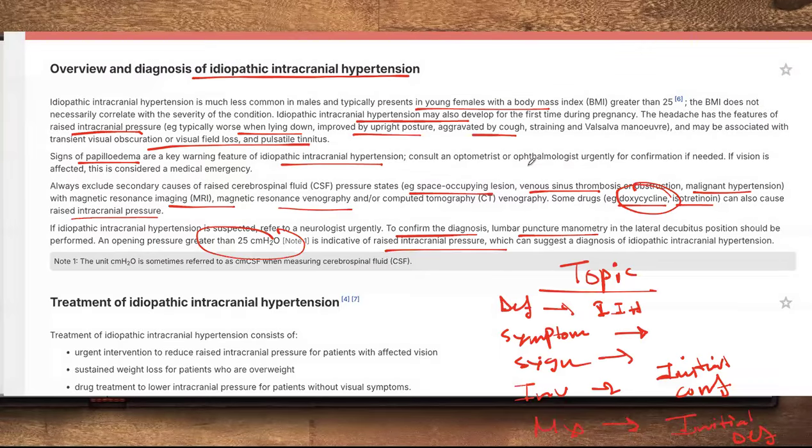There is no initial investigation for this. So the only way to investigate this patient is doing a lumbar puncture. Now, if you say that, can we do anything else before a lumbar puncture? Yes, and you should do it, because sometimes if you do a lumbar puncture in a patient with raised intracranial pressure, what can happen? Guys, uncal herniation. So it can cause a herniation of the brain contents.